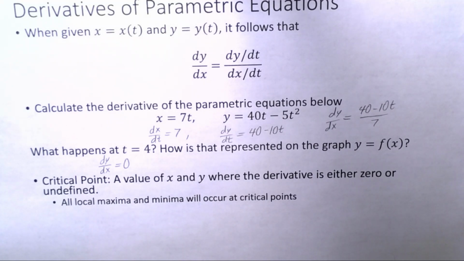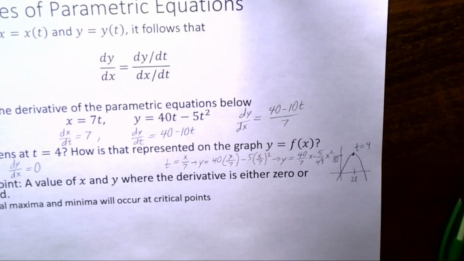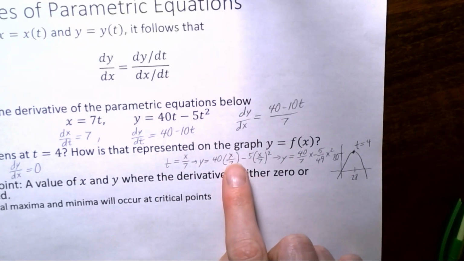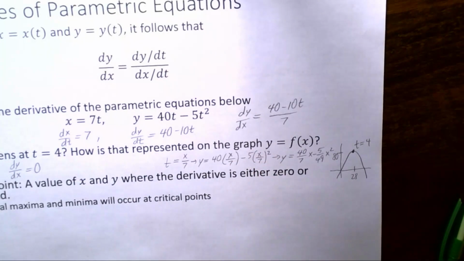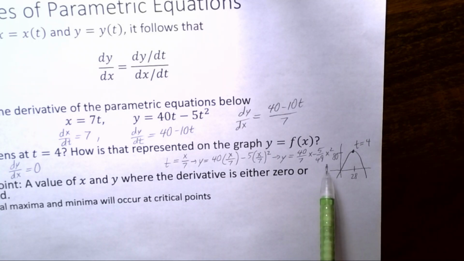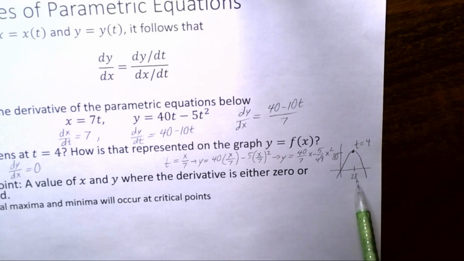Well, now, with regard to this graph, it ends up being a maximum. If we eliminate the parameter by solving for t in the x equation, and then inserting that into the y equation, we end up with this parabolic graph here, 40/7 x minus 5/49 x squared. This graph, if plotted on a graphing calculator, results in a parabola. Specifically, this graph has a maximum value at x equals 28, y equals 80.